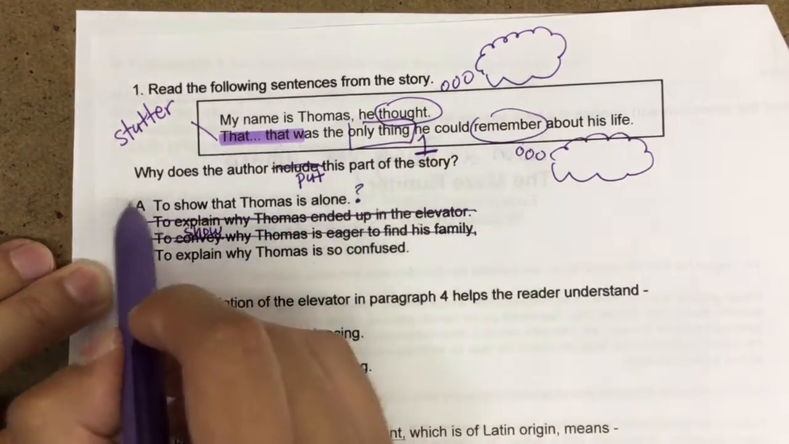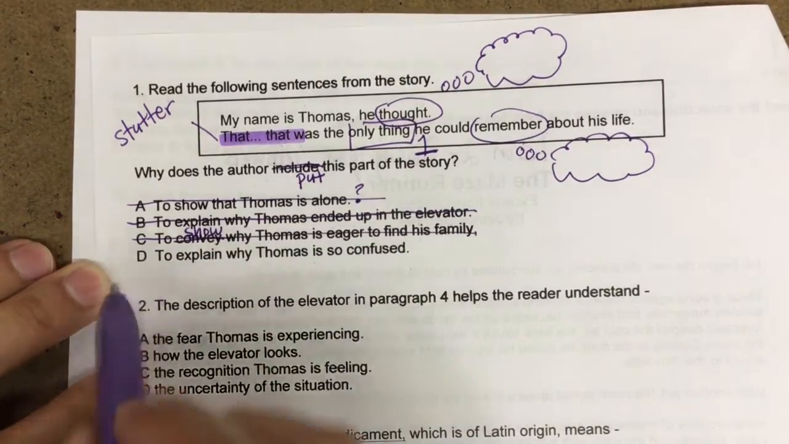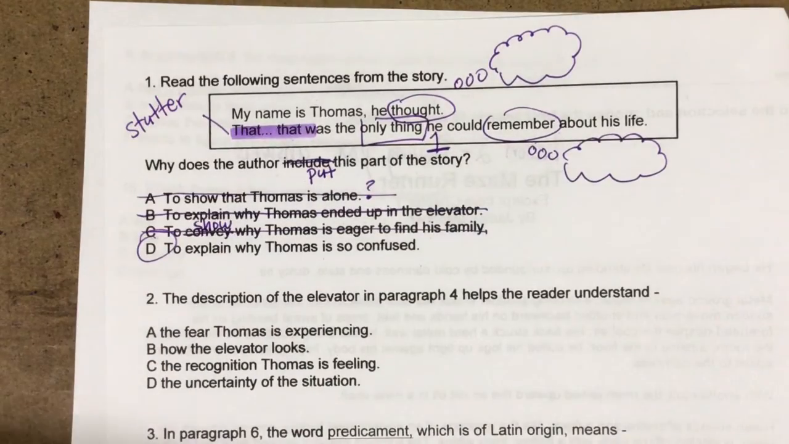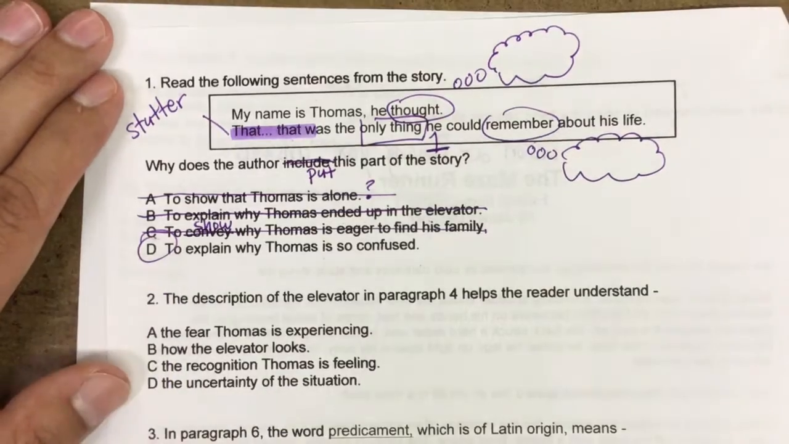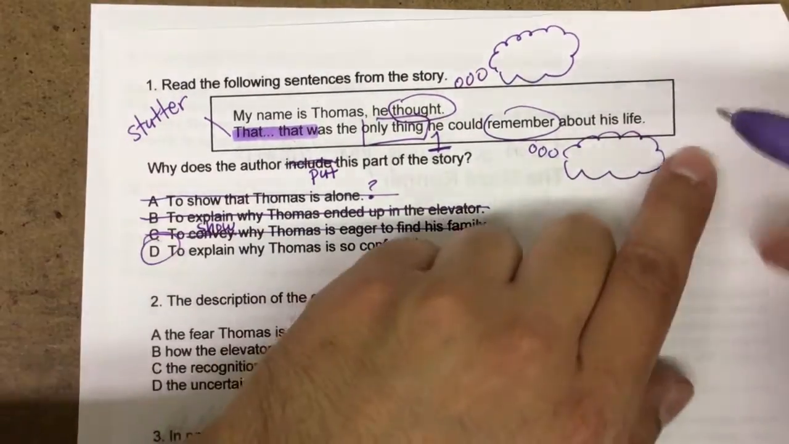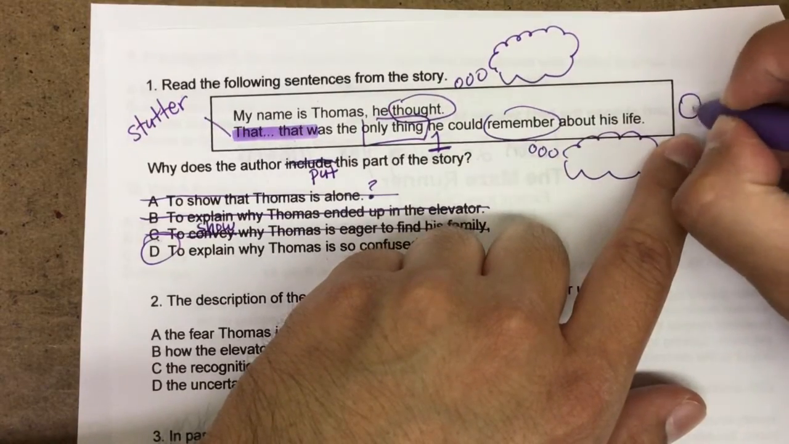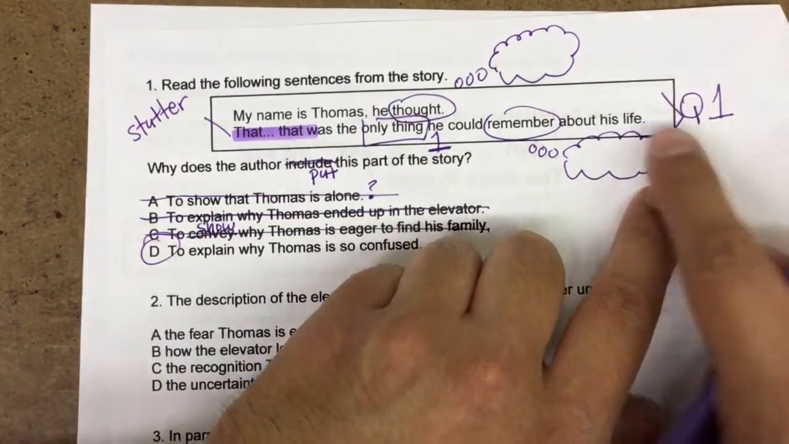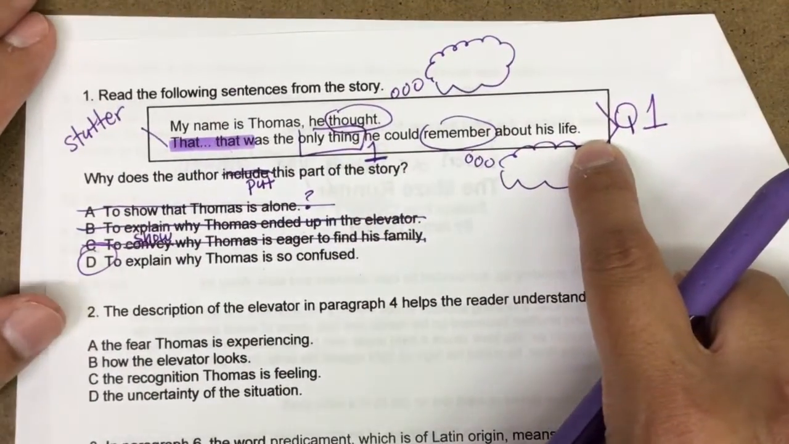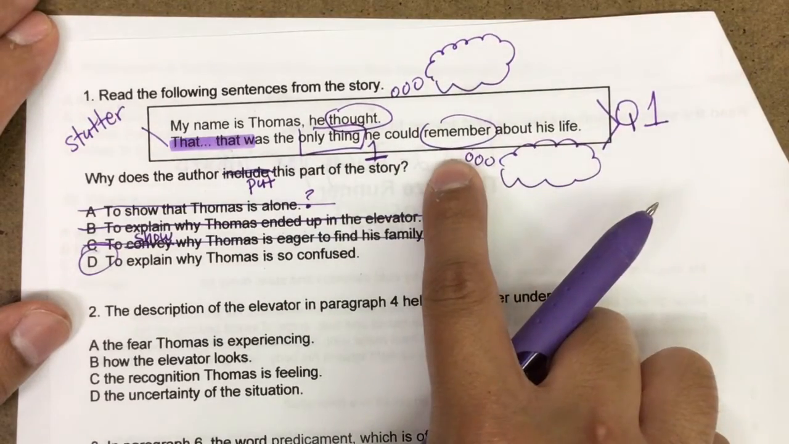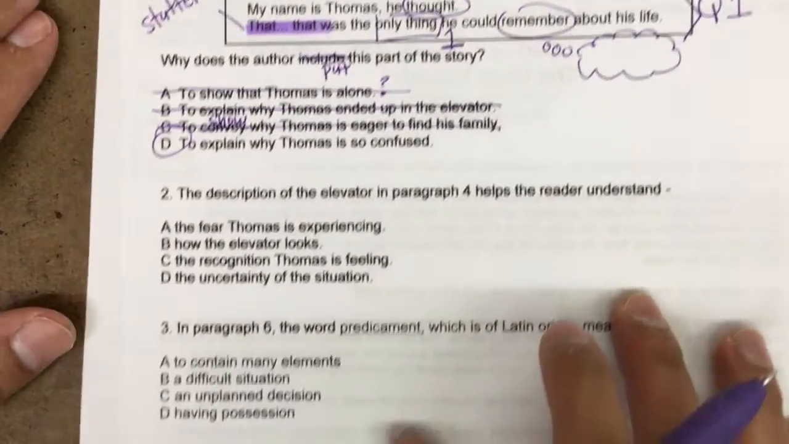The best one, by number A, is going to be D, to explain why Thomas is so confused. So please make sure that you have D circled. And on this one, we don't have to go back in the text to prove it. We can just prove it here. Question 1, our proof is these 2 sentences. So whenever you prove your answers, you always put question 1 next to the sentence in the text that proves it. Now let's go to number 2.